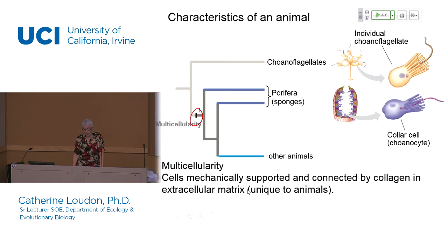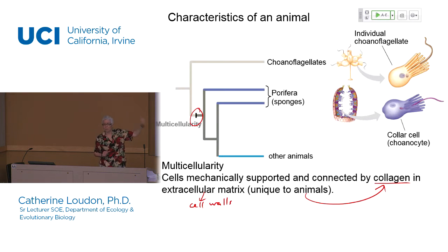And so an important component of the extracellular matrix, which is unique to animals, are proteins called collagen. So the bit that's unique is the collagen. The extracellular matrix is not unique. For example, cell walls are an example of an extracellular matrix. So it's not the existence of an extracellular matrix, meaning something outside the cells, that's the part that's unique to animals. The part that's unique to animals is the collagen.